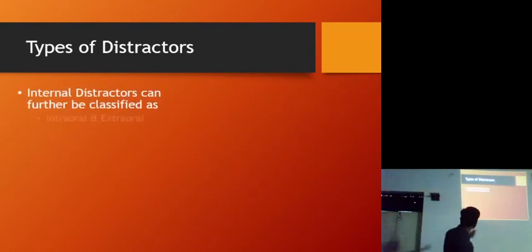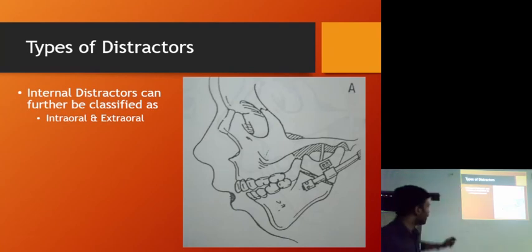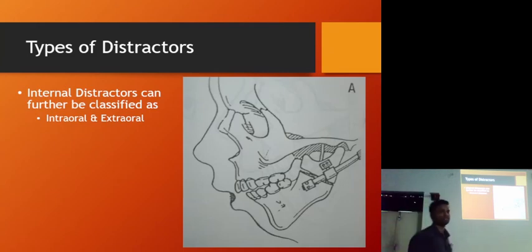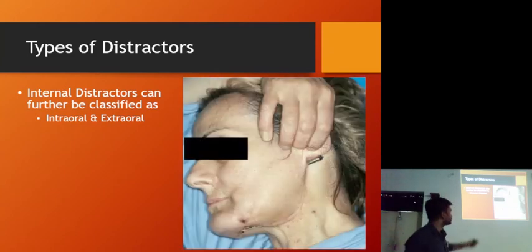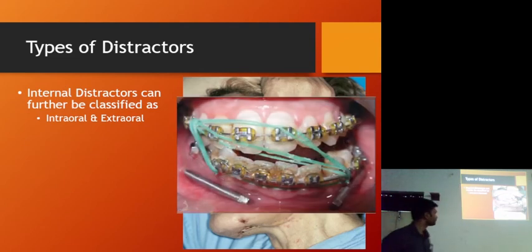So we come to the internal distractors. Internal distractors can be classified as extraoral and intraoral. How do we differentiate? This activation arm, wherever it is present, is going to dictate the classification as intraoral or extraoral. In this case, you can see that the distractor is fixed on the bone inside the soft tissue, but the arm is outside. We activate the distractor using this arm, so this is an extraoral internal distractor, whereas this is the intraoral distractor because the activation arms are present intraorally. Again, another example of intraoral internal distractor.